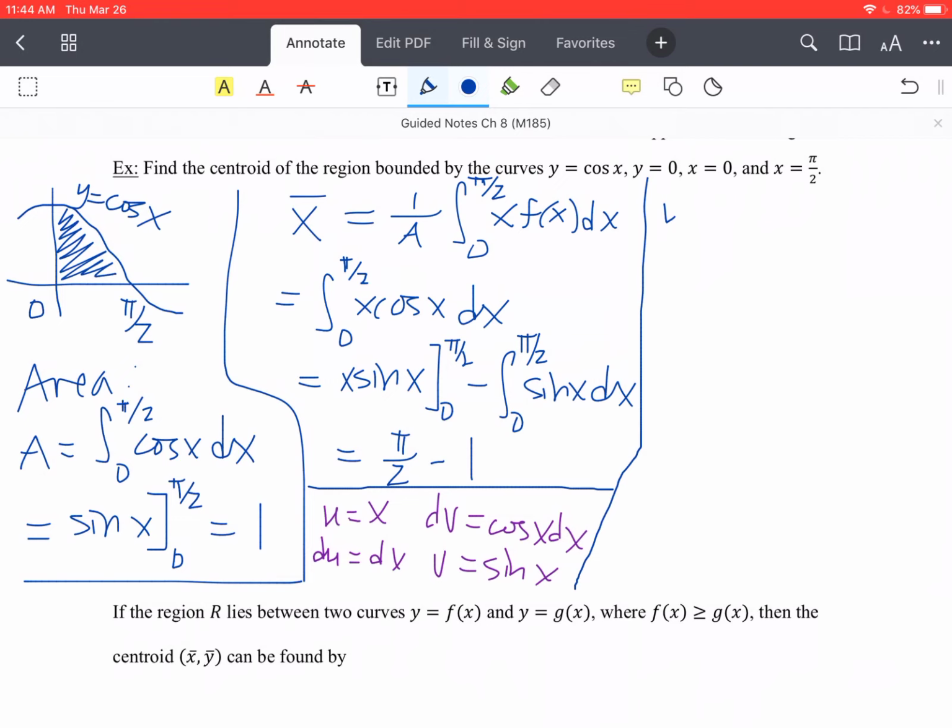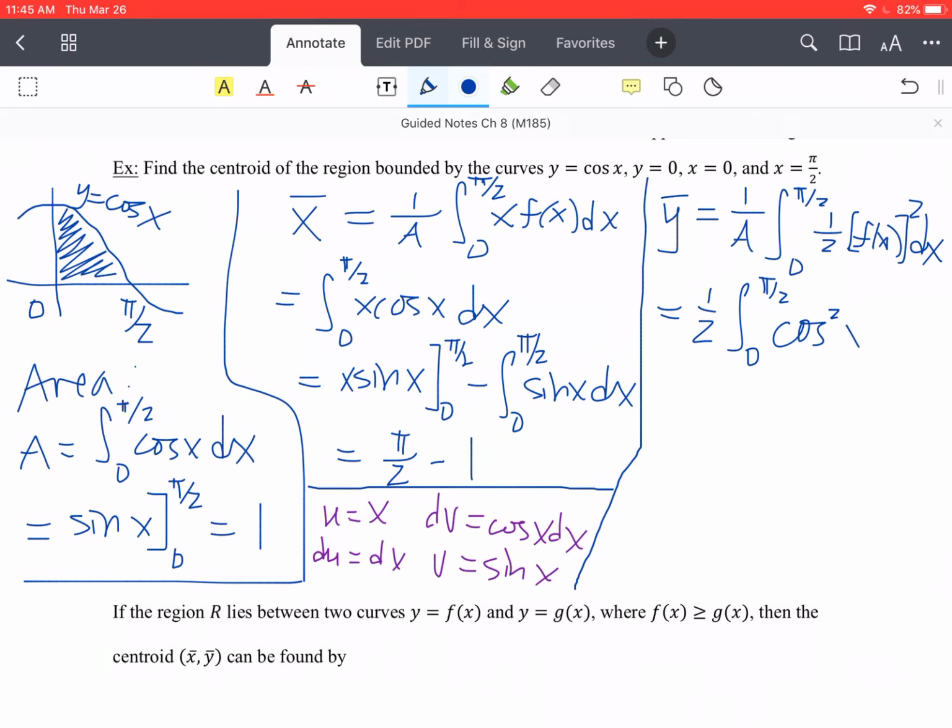So then the y bar value is going to be 1 over a integral from 0 to pi over 2 of 1/2 f of x squared dx. So for this one, a is still 1, right? So let's get the 1/2 out of there. Integral 0 to pi over 2 of cosine squared x dx.